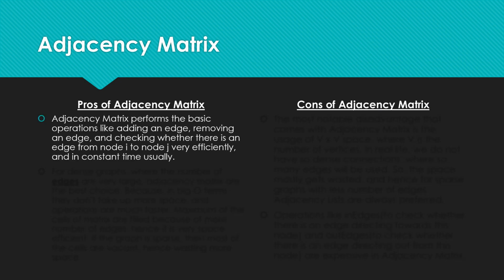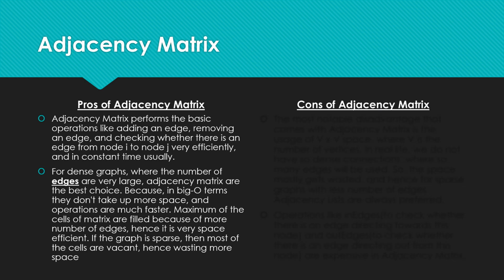For the first pro of this adjacency matrix, it performs basic operations such as adding or removing an edge between the nodes. Also, checking whether there is an edge between node 1 and 2 is very efficient and done in constant time, because since we know the nodes, we can check using the 2D array with those two nodes. If the value is 1 there is an edge, if the value is 0 there is no edge between the two nodes. So this is basically the first pro.